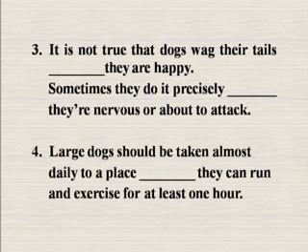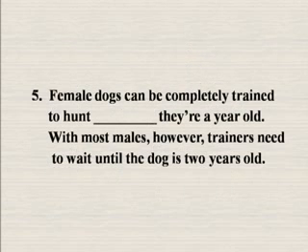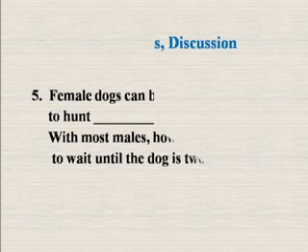Number 4. Large dogs should be taken almost daily to a place blank they can run and exercise for at least 1 hour. Number 5. Female dogs can be completely trained to hunt blank they are a year old. With most males, however, trainers need to wait until the dog is 2 years old.